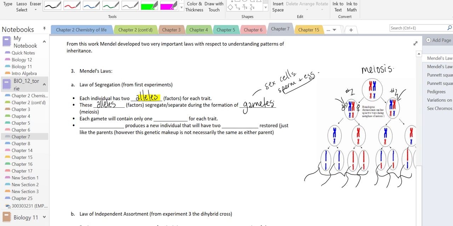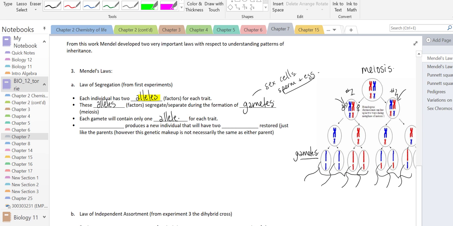All right. And these different gametes are created through this law of independent assortment. How these chromosomes line up during metaphase will create a variety of different gametes, which will create variation in our offspring. So each gamete will contain only one allele.